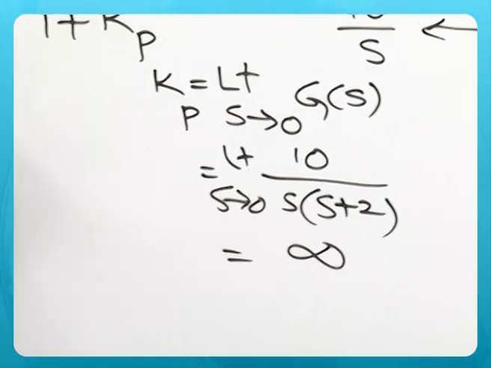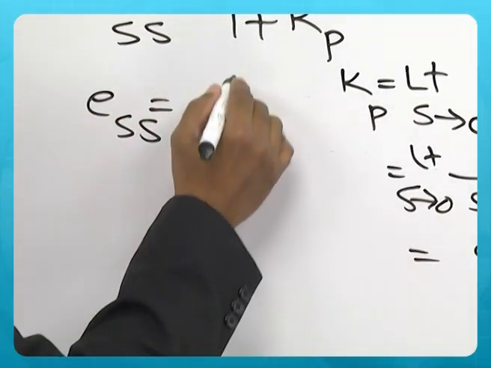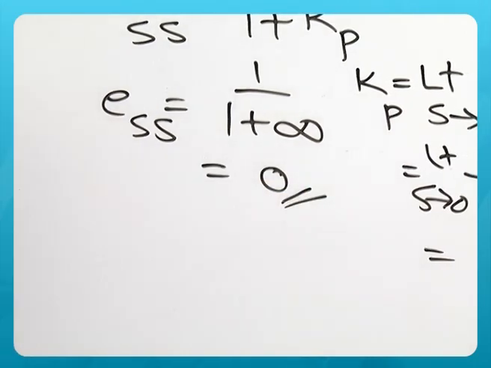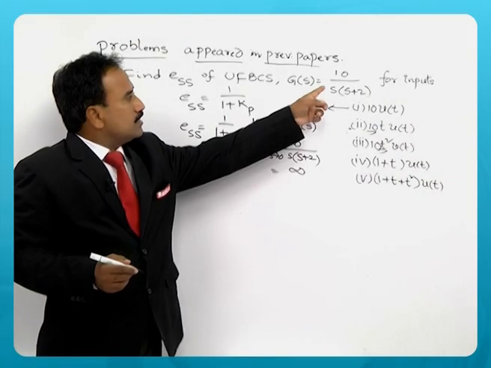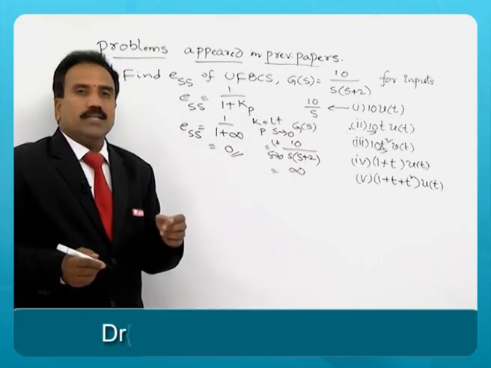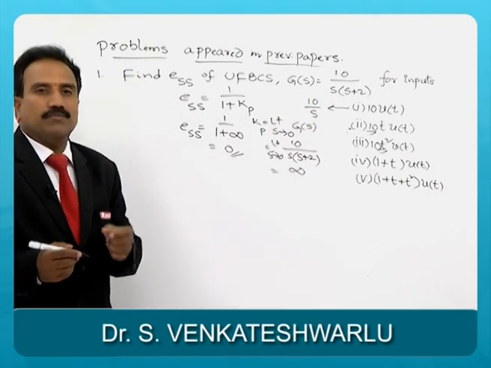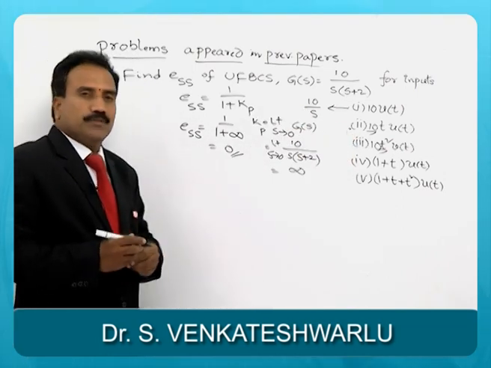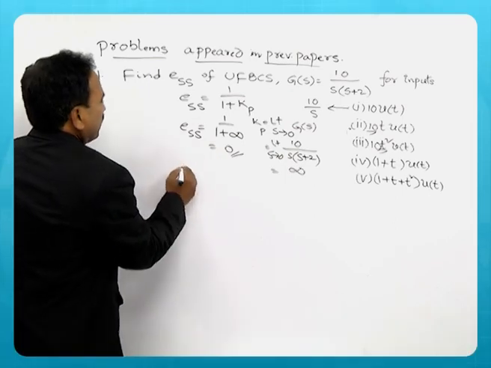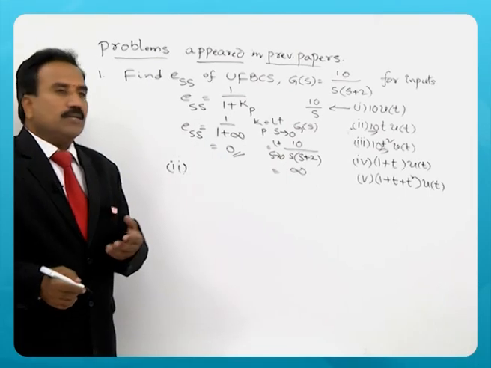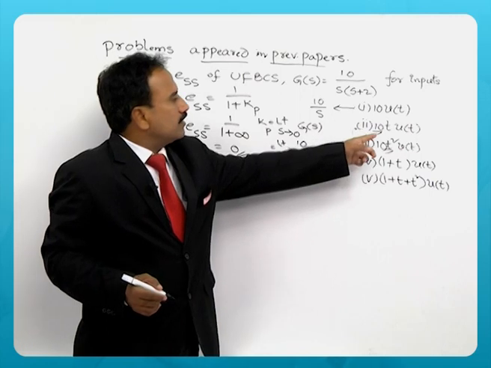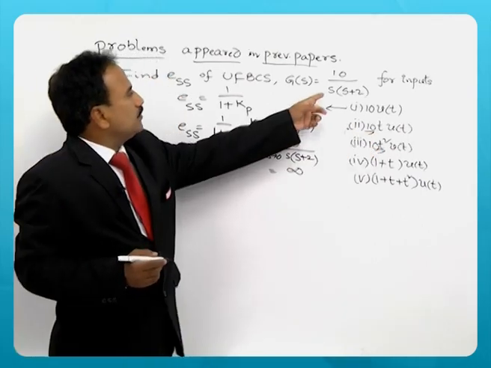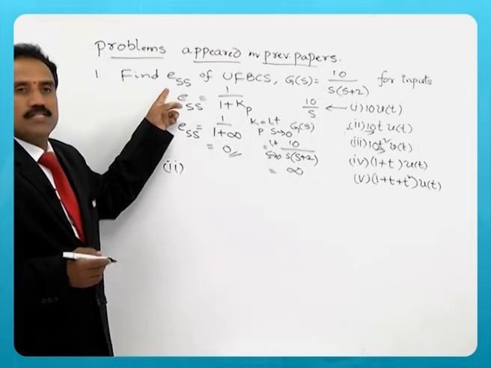Now, the steady state error ESS will be 1 by (1 plus infinity), and it is 0. So, there is no steady state error for this system when it is excited by a step input of 10 u(t). Same system when excited by a ramp input, the second case. Let us look at this second case. The input is 10 t, a ramp input applied to this system. Then what is the steady state error?